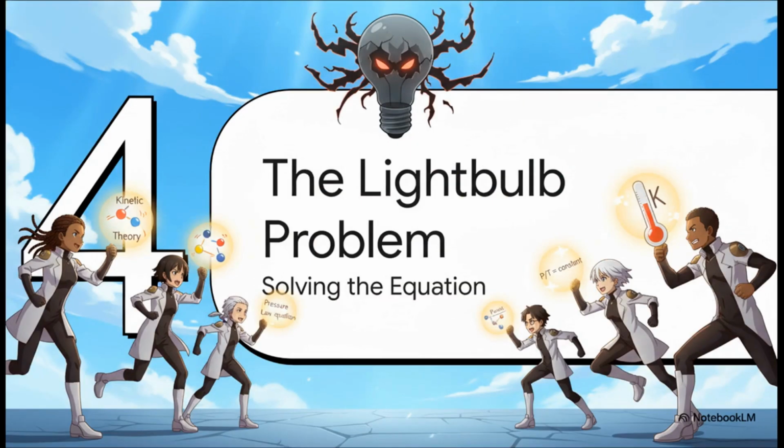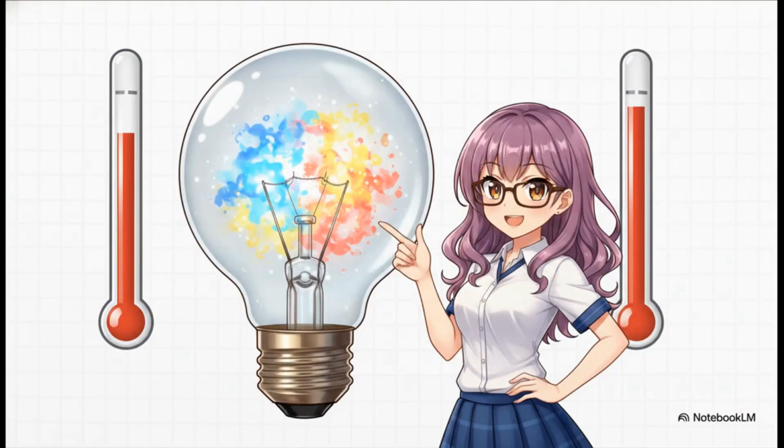All right, final step, section 4, solving the light bulb problem. Armed with our kinetic theory bumper cars and the absolute necessity of Kelvin, we're finally ready to slay the boss problem. A fixed volume light bulb has gas at 293 Kelvin and pressure P. What is the pressure when temperature increases to 360 Kelvin?